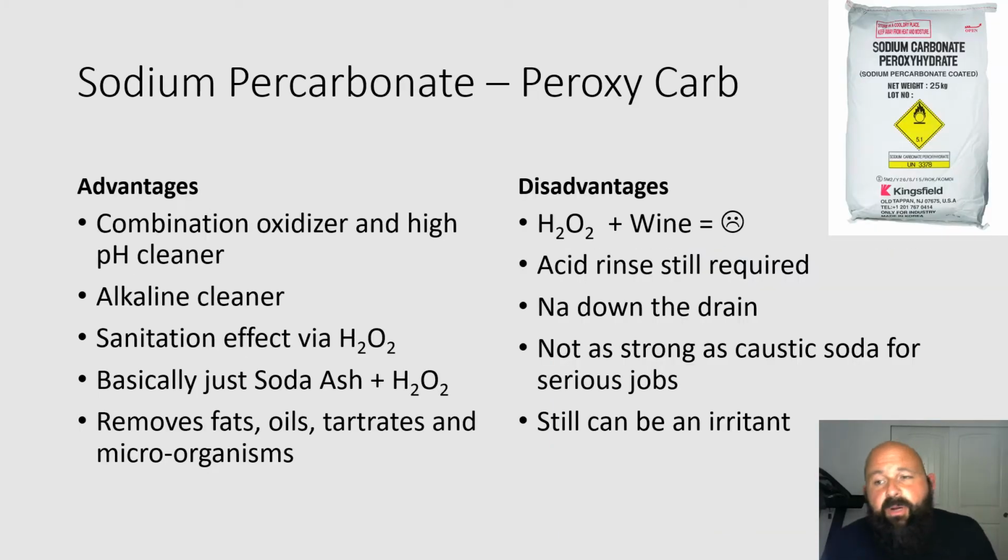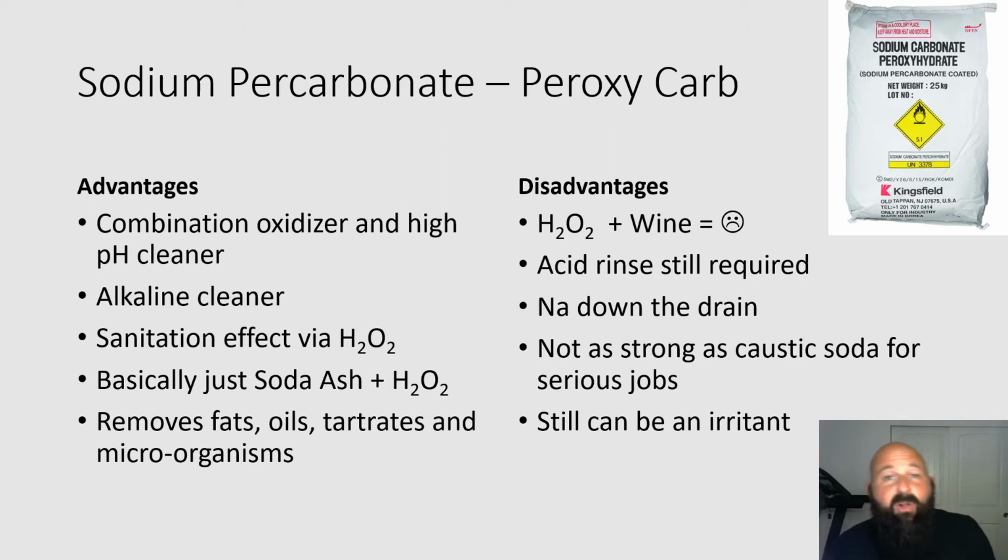So sodium percarb is one of the most commonly used, especially in small winery scenarios. We like to use soda ash in small wineries. Big wineries like to use caustic soda because it's so effective, but in smaller wineries, we use a lot of hand work, and caustic soda and hand work don't necessarily get along well. So sodium percarbonate is really nice. It's a combination of soda ash and hydrogen peroxide.